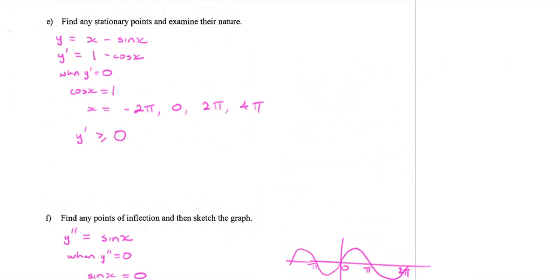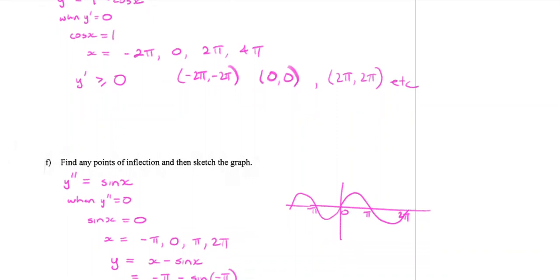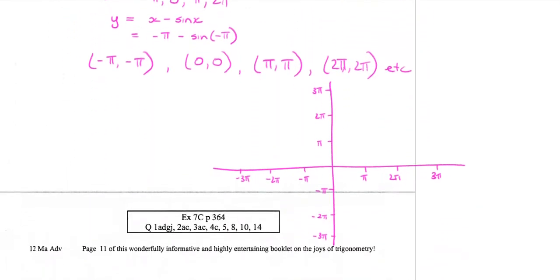By the way, these ones do the same thing. I didn't write these as points. So this was minus 2 pi, and 0, 0. I forgot, sorry. 2 pi, and 4 pi. We can keep going. I didn't find the y values for those ones. Okay, so minus 2 pi, there is a stationary point. And then I have another one at 0, 0. And I have another one at 2 pi, 2 pi.